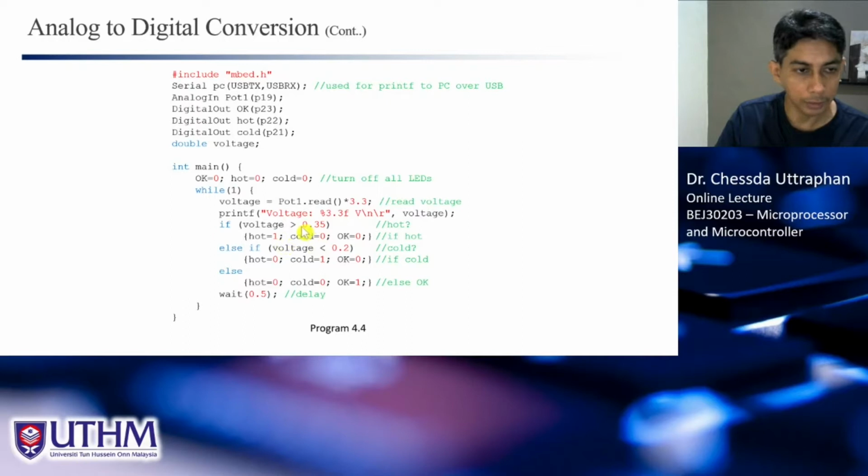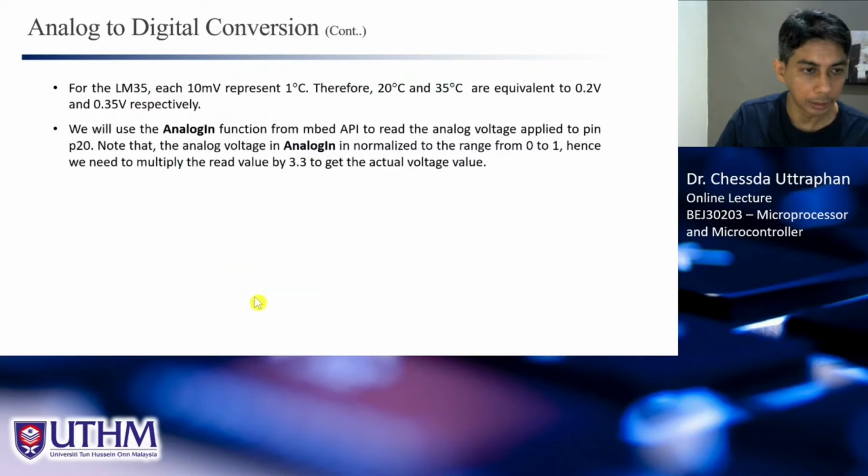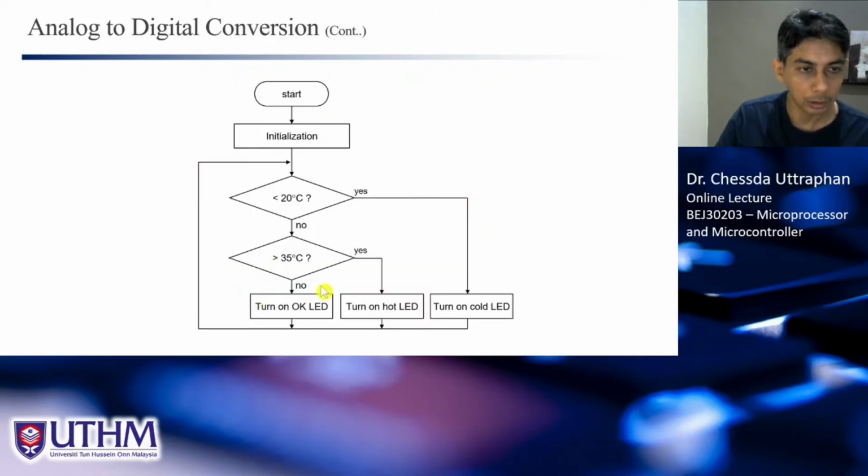So if it is more than 35 degrees Celsius, it indicates that the temperature is hot. And if it is less than 0.2 volt, or in this case 20 degrees, it means that it is cold. But if it is within the range, between 35 and 20, the temperature is okay. And we have a wait function here before we go back to read again and change the output depending on the temperature that we read. So this is exactly based on this flowchart.